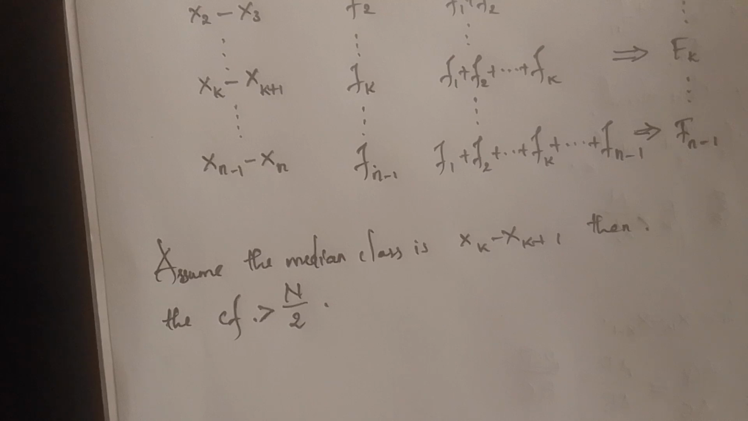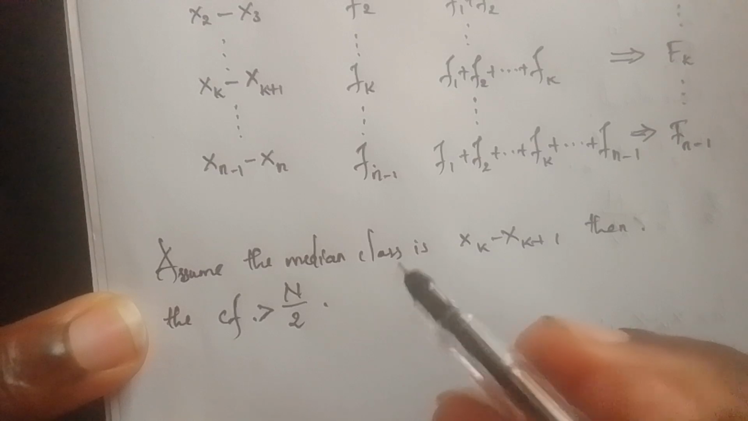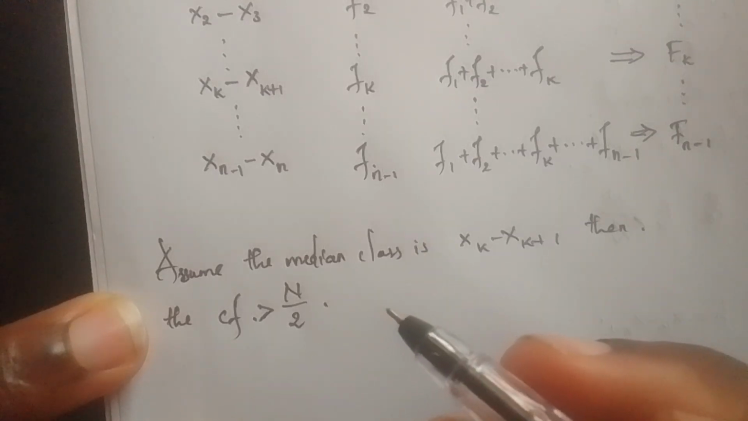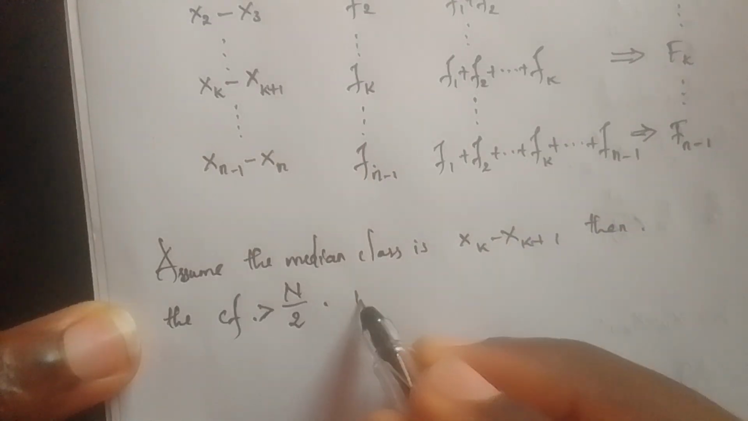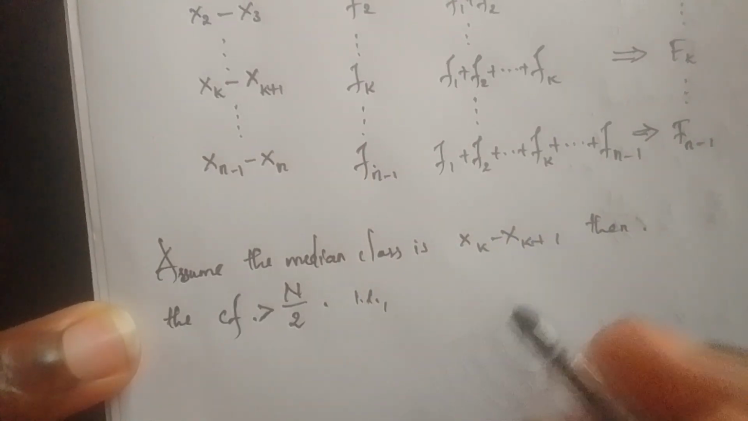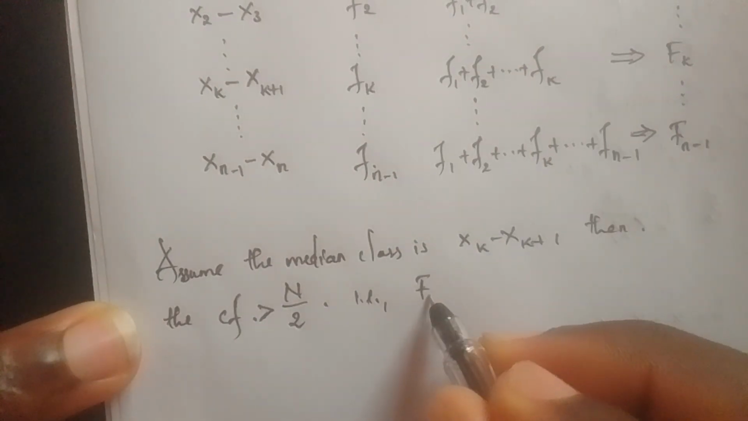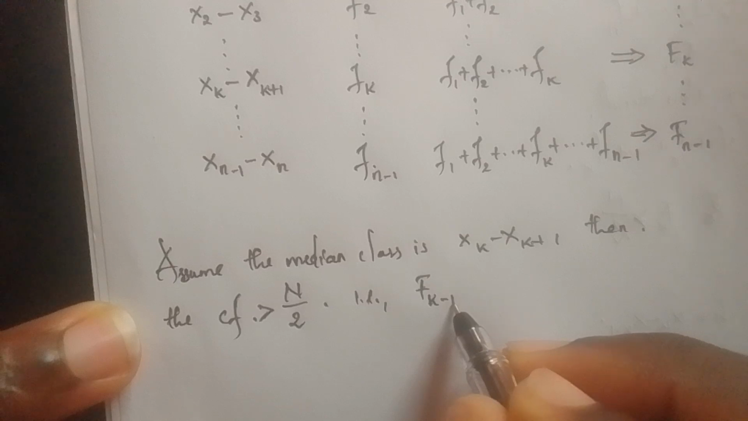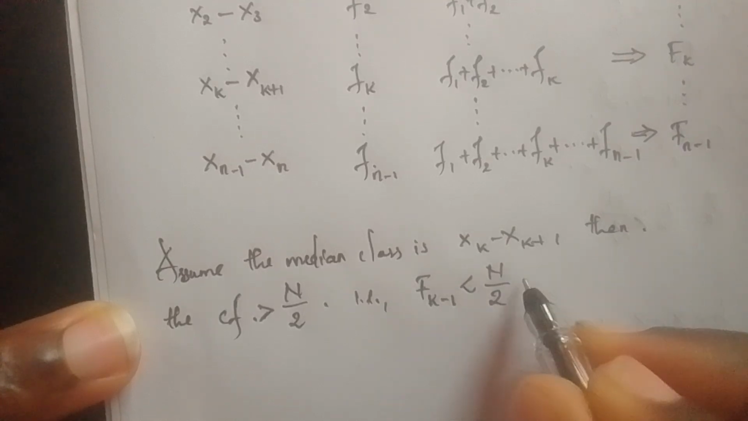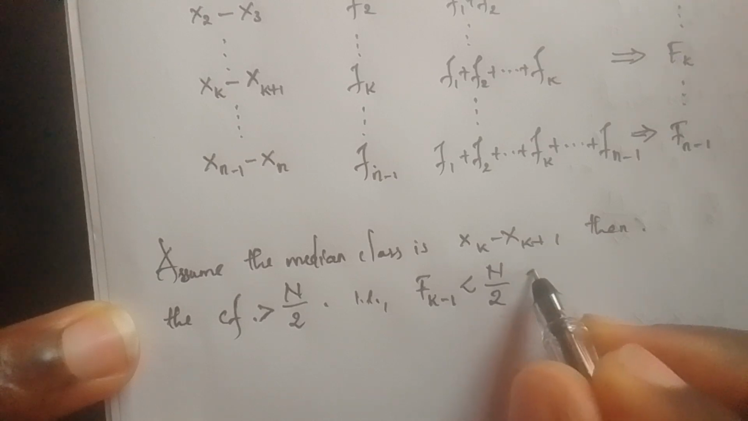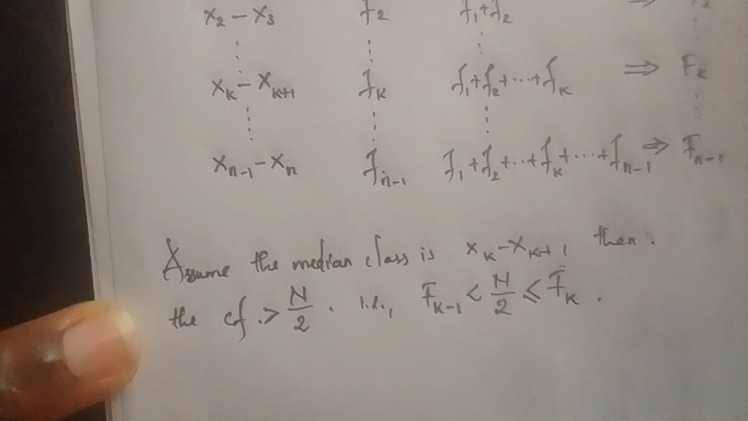So we are looking at, so we can have, how will I put it? Let's say fk minus 1 is less than n over 2, and n over 2 is less than or equal to what? Fk. That's the idea.